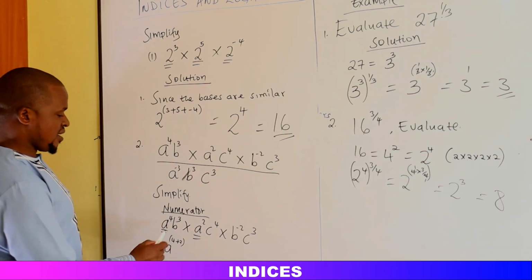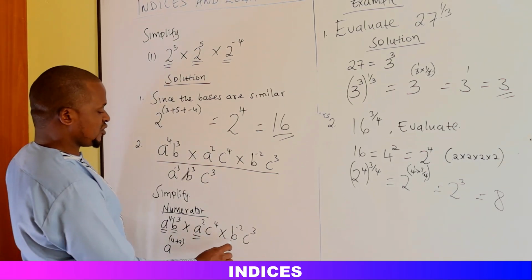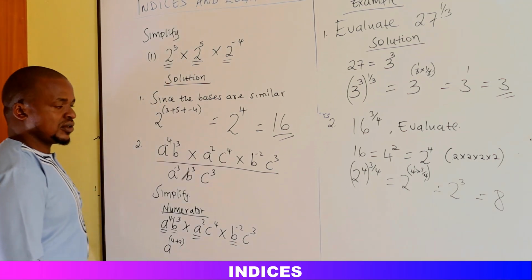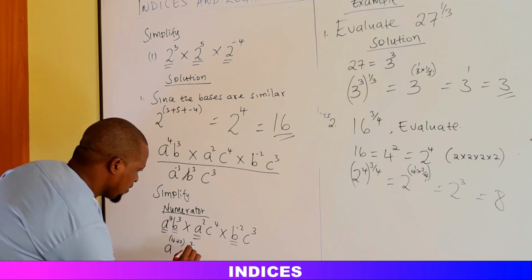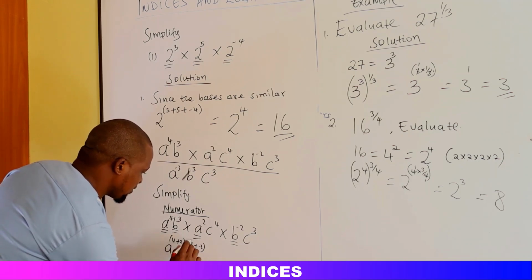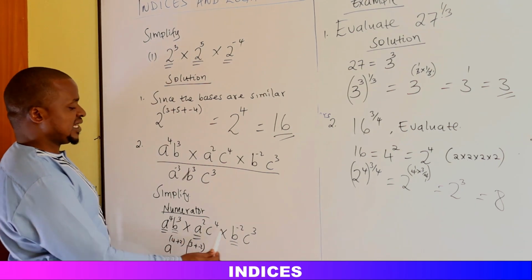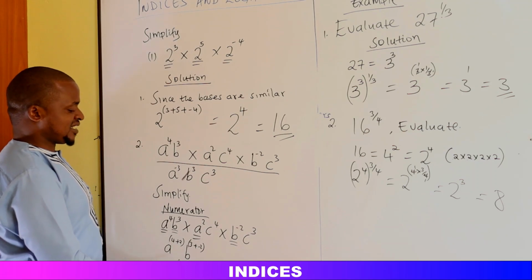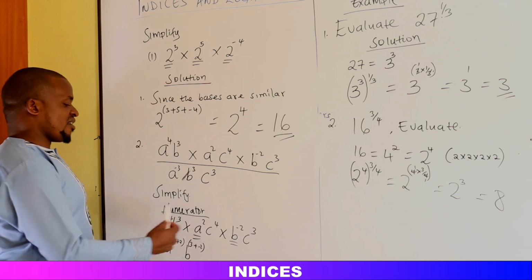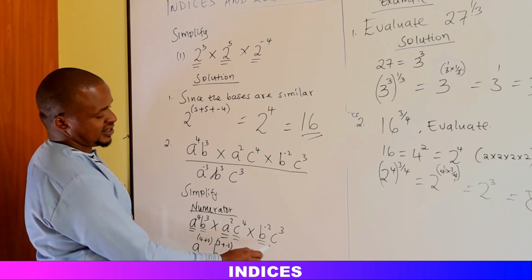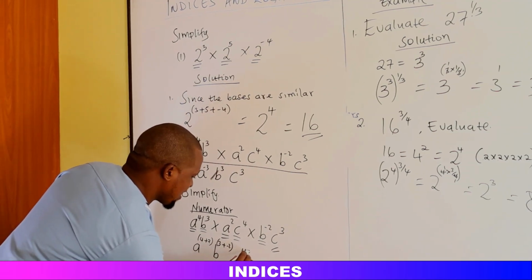Then for b, we have b raised to power 3 here, and we also have b raised to power negative 2. So you combine it to be b raised to power 3 plus negative 2 because of the product of two indices. So b raised to power 3 times b raised to power negative 2 will be the same as b raised to power 3 plus negative 2. Then we have c raised to power 4 times c raised to power 3, which will be c to the power 4 plus 3.